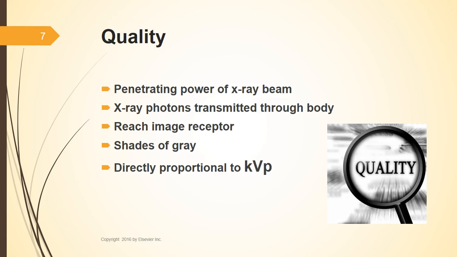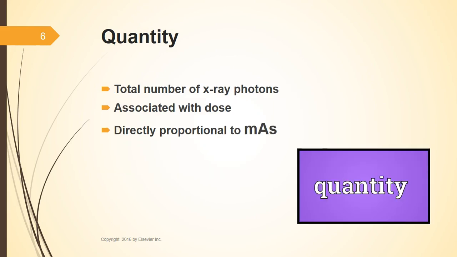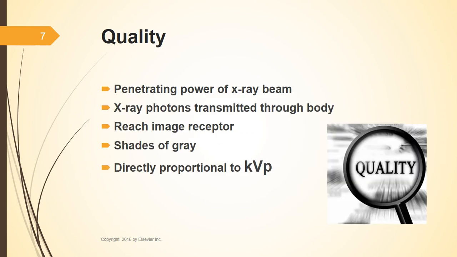So, what I didn't say over here, quantity has to do with density. Quality has to do with contrast. Beam quality is affected directly proportionally by KVP and filtration, but we're not going to talk about the filtration today. But it's controlled mainly by adjusting the KVP. As the KVP increases, the beam's ability to penetrate matter also increases, and vice versa. And we'll talk about those again as we move along.